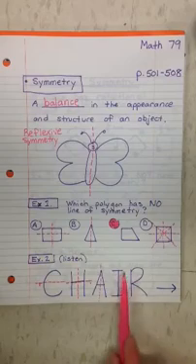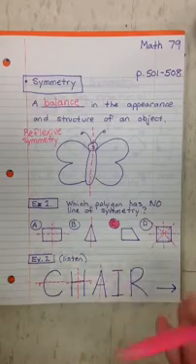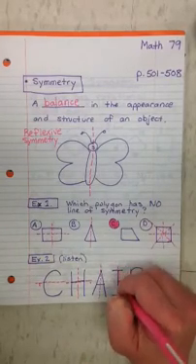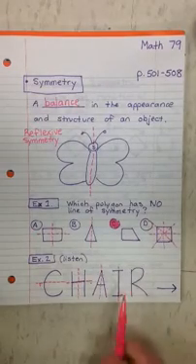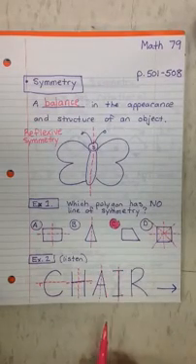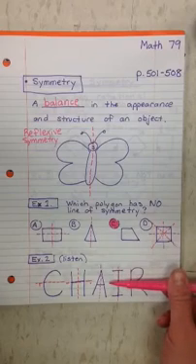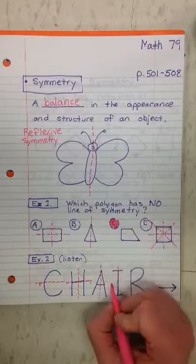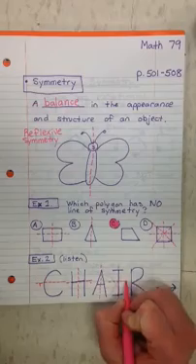My letter I, can I cut it in half vertically? Yes. If I do that, I can reflect one side over onto the other. What about horizontally? Yeah, that works too.